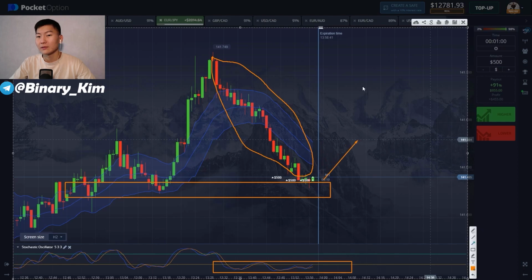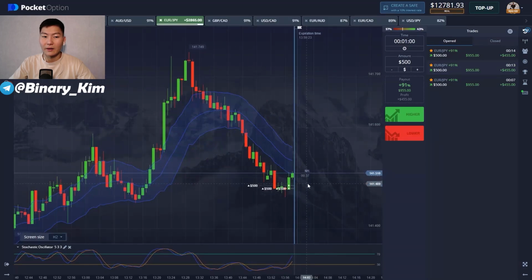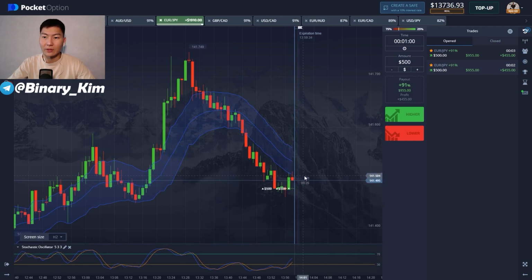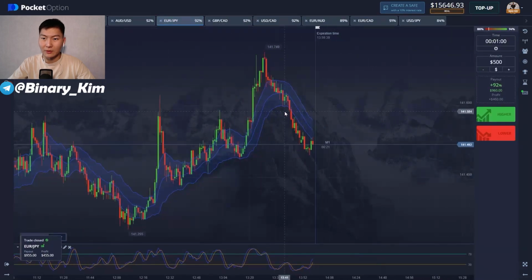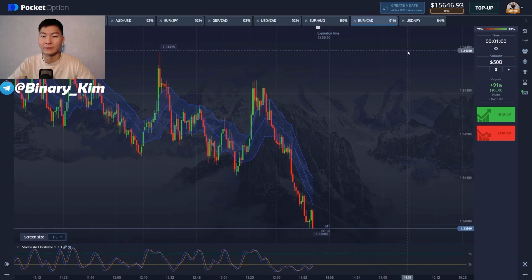By the way, look at this massive pump, guys. The stochastic almost reached the overbought zone. And the position entry was calculated perfectly. And all the positions have been closed in profits. Good job. I adore this movement. And we got really good profit on the balance. And let's open a few more positions and find the next currency pair.